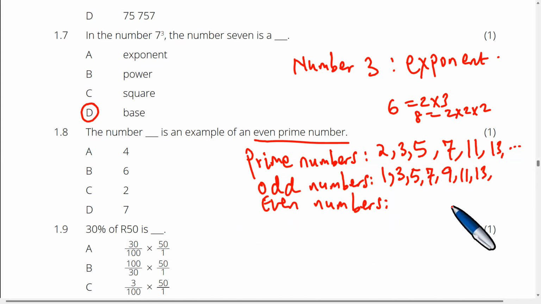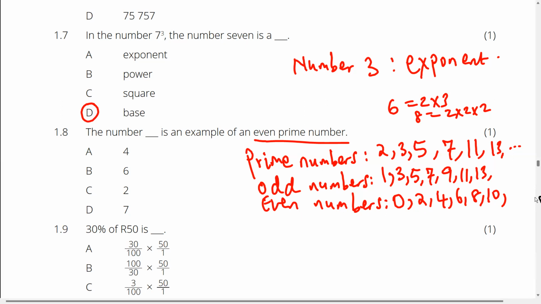You have also the even numbers. What is the set of even numbers? Even numbers are, for example, the number 0, the smallest even number. The next number is 2. Then you count the multiples of 2. So you have 2, 4, 6, 8, 10. You just keep adding 2 all the time. Correct. Okay, so these are the even numbers.